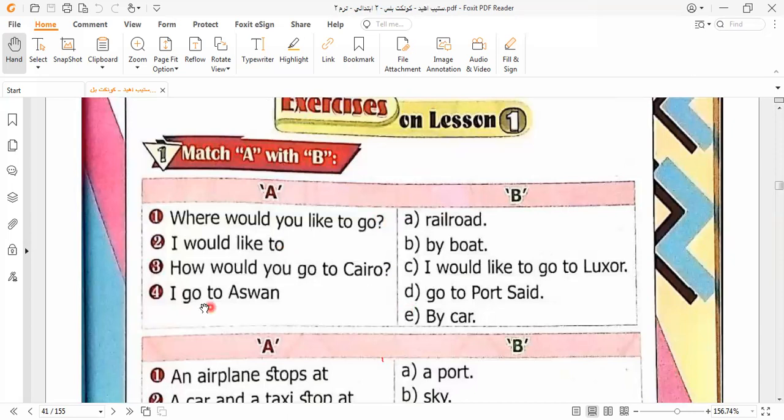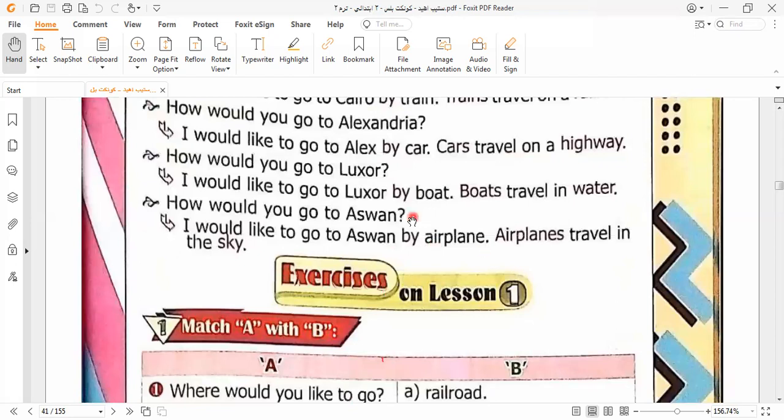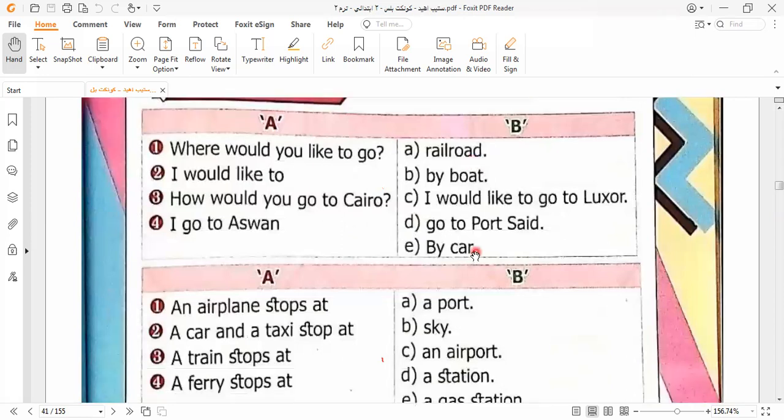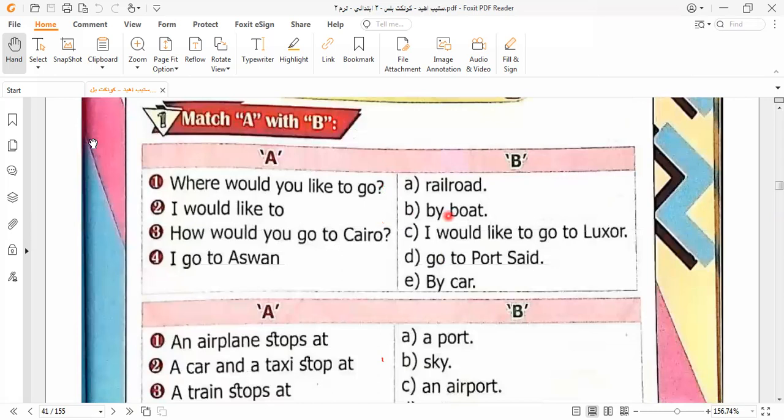I go to Aswan by what? By boat. I go to Aswan by boat. This is number 4 with number 2. Here you say go to Aswan. No, Aswan by aeroplane. Here if you have the aeroplane, and rail road or by boat. Can be by boat also. There can be two ways to go to Aswan, by boat and by railway. Okay, both are correct. You can say by boat, you can say by railway. Okay, let's go to another.